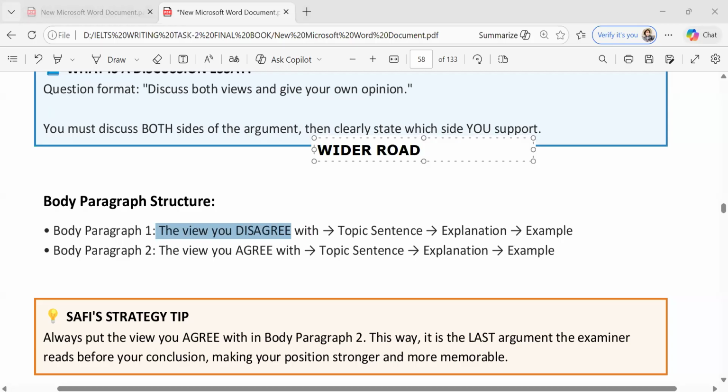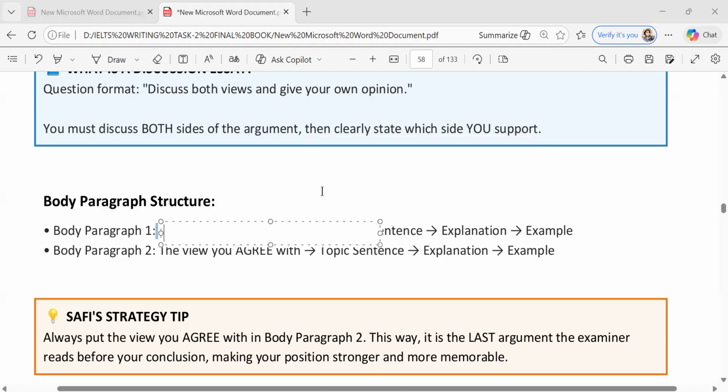So one view. But some people think no, constructing wider roads won't be a good idea. They should, for example, build more railway tracks. So this is the second one. So there are two views, one and two. So definitely we can write down two views, and there are two main body paragraphs.